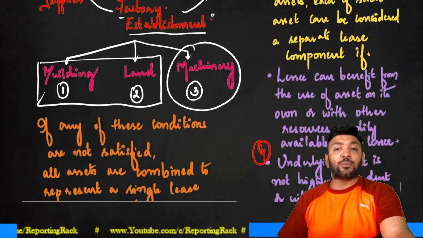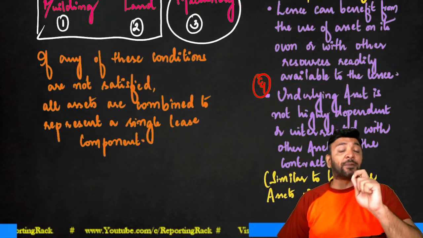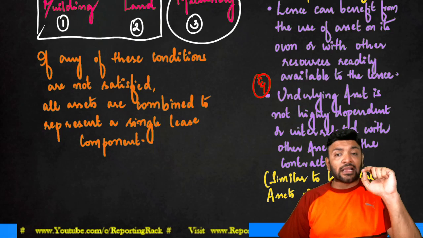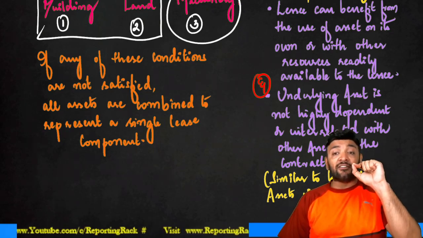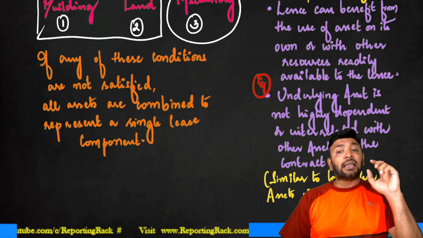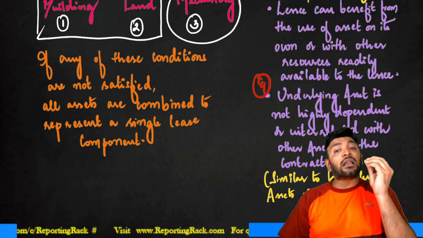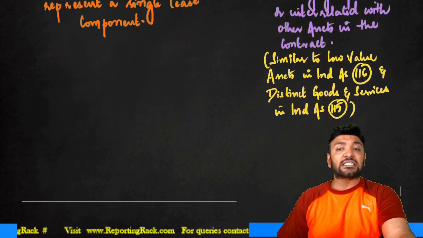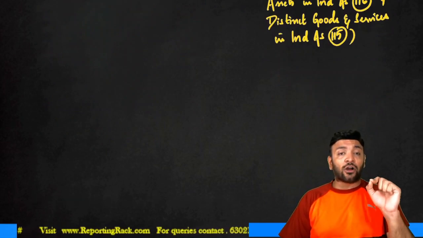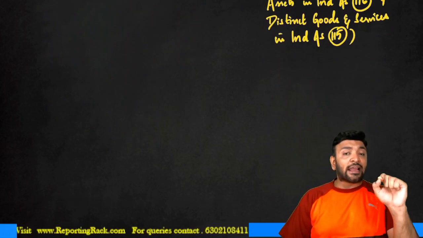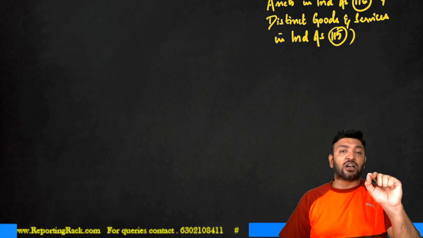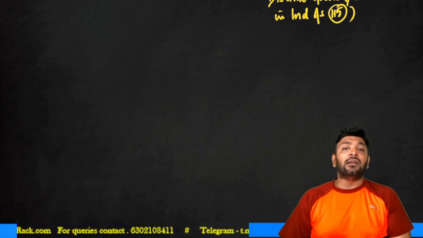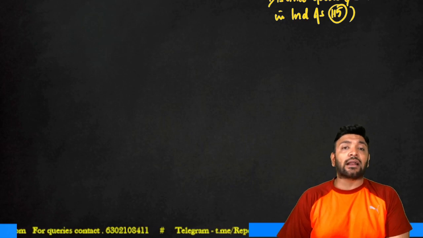What are the conditions necessary to be satisfied for treating each asset as a separate lease component? The lessee can benefit from the use of the asset on its own or with other resources in combination which are readily available to it. And the underlying asset is not highly dependent or interrelated with other assets in the contract. If these two conditions are satisfied, treat each component of the contract as a separate lease element. If any of the conditions is not satisfied, then I will treat all the lease components together as a single lease asset or a single contract.